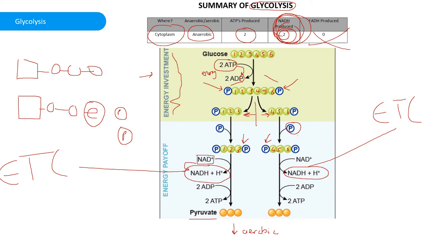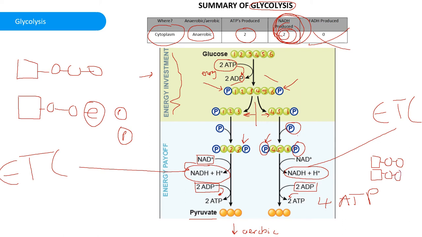Then finally, what we get is that 2 ADP molecules on this branch and 2 ADP molecules on this branch are converted each to 2 ATP. That's where we get our 4 ATP molecules. And it's just this phosphate here and this phosphate here gets attached to an ADP molecule. So this is happening times 2.